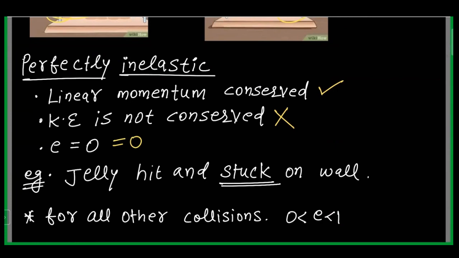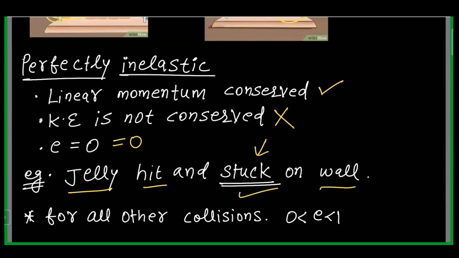What are the examples of perfectly inelastic collision? Let's say you have some jelly in your hand and you hit it on the wall. What will that jelly do? That jelly will get stuck on the wall. So let's say you have a jelly in your hand and you hit it on somebody and that jelly got stuck. Whenever something is stuck after the collision, that kind of collision is known as perfectly inelastic.